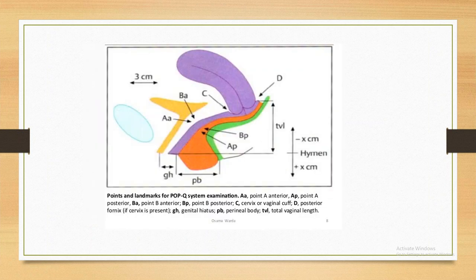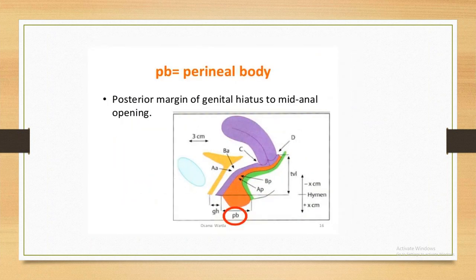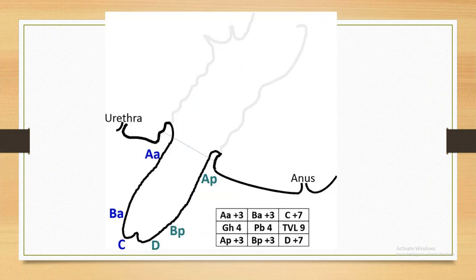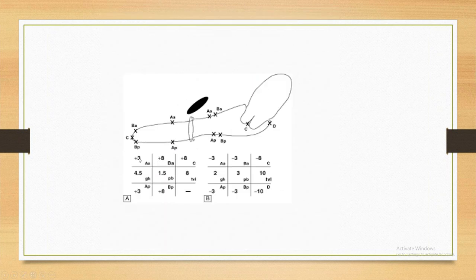So in stage 4 prolapse also, AA and AP will be only plus 3. Okay? They will not change at all. See, here AA and AP are plus 3, but here BA and BP are also plus 3, so I am telling it is stage 3, not stage 4, for the anterior and posterior wall. But here, see, AA and AP are plus 3, and BA and BP have become plus 8, so it becomes stage 4 prolapse. Got it? So this is the difference between stage 3 and stage 4.